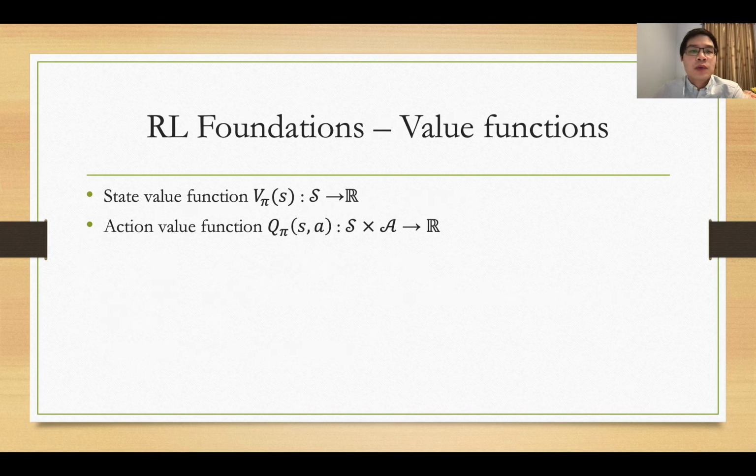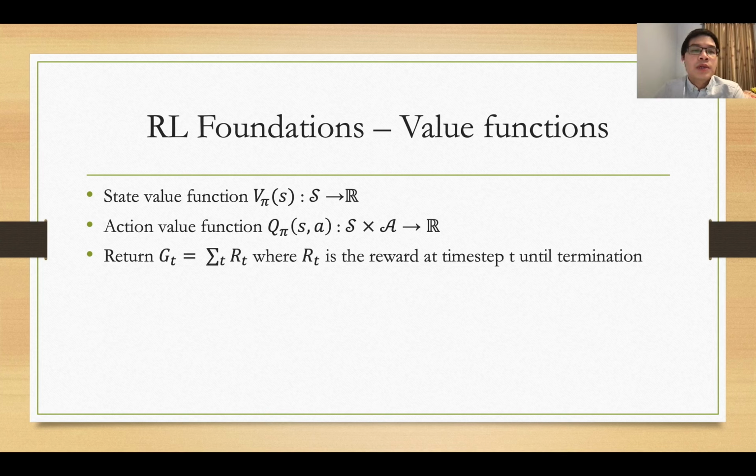In reinforcement learning, we define two important functions called value functions. The first is the state value function v of s, which represents the value of a state, or the action value function, or q function, which represents the value of taking a particular action in a particular state. Intuitively, these functions tell you how valuable a state is, or how valuable taking an action in a particular state is, and then following the policy pi thereafter. To actually define these functions, we first need to define something called the return.